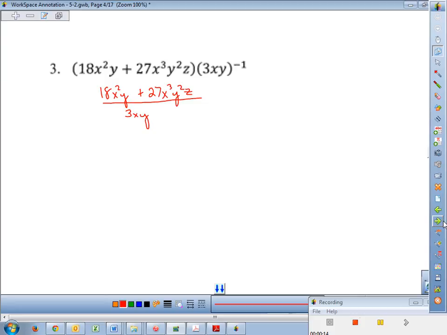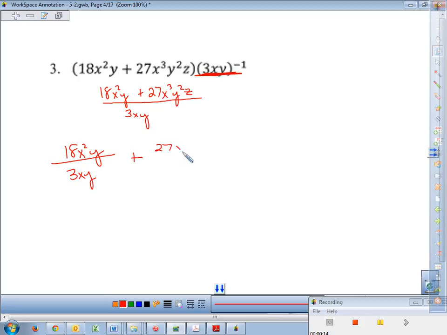Then instead of writing that, can you just go ahead and rewrite it where it's all separated out already? You'd take this brother of 18x squared y, and wouldn't you have to put it over the 3xy? Like whatever this particular dude to the negative 1 is the denominator, right? And then you'd have plus 27x cubed y squared z, please cross your z's, over 3xy. And get her all divided out for me.